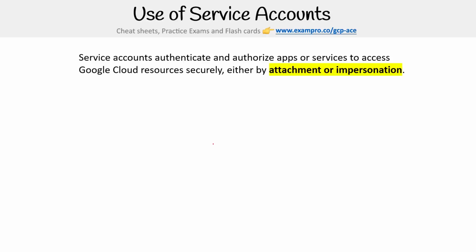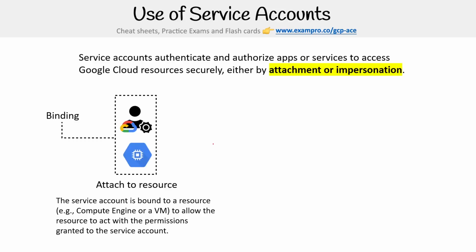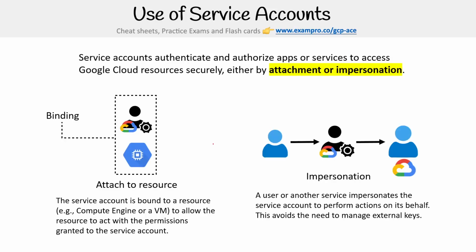Let's talk about use of service accounts. Service accounts authenticate and authorize apps or services to access Google Cloud resources securely, either by attachment or impersonation. Let's take a look at the first example. So attached to resource. The service account is bound to a resource to allow the resource to act with permissions granted to the service account, similar to how AWS will pass on permissions to virtual machines. And so that's where you attach the resource.